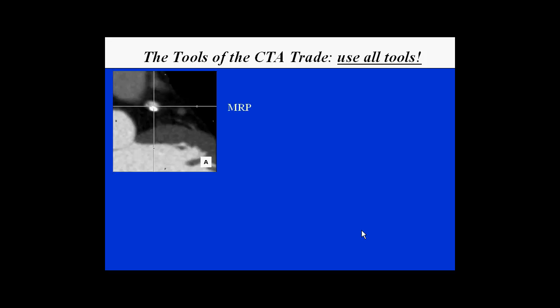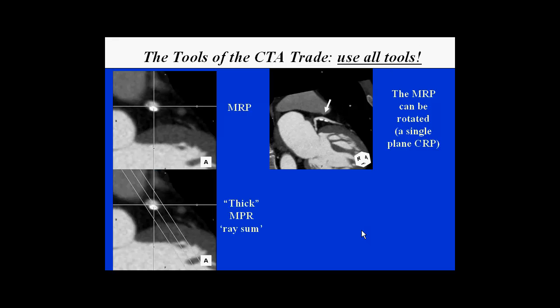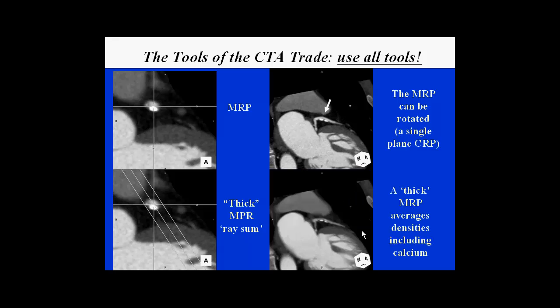Here's a multiplanar reformation. Remember, this is a single voxel through a particular area. This MPR can be rotated from a single plane, just like a maximum intensity projection, to also display eccentric, non-obstructive plaque. One also could have applied a thick MPR or a ray sum, which provides an average type density and also allows me to have the same capability to identify this as an eccentric, non-obstructive plaque.